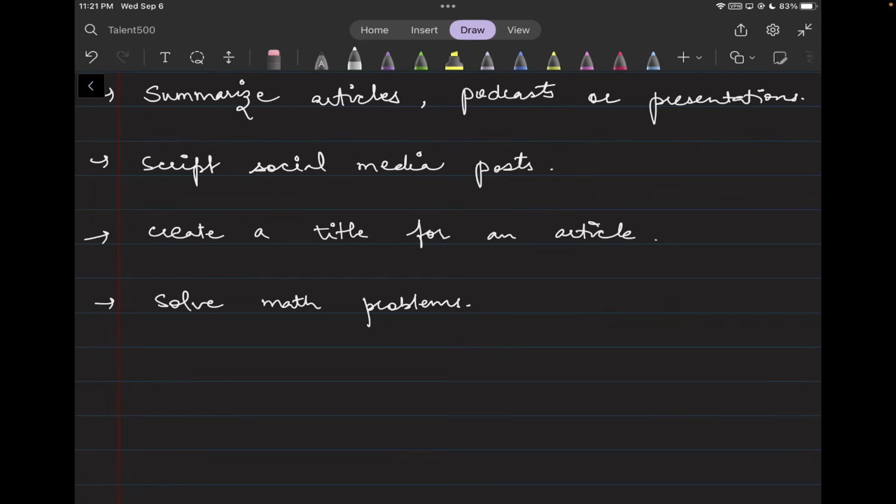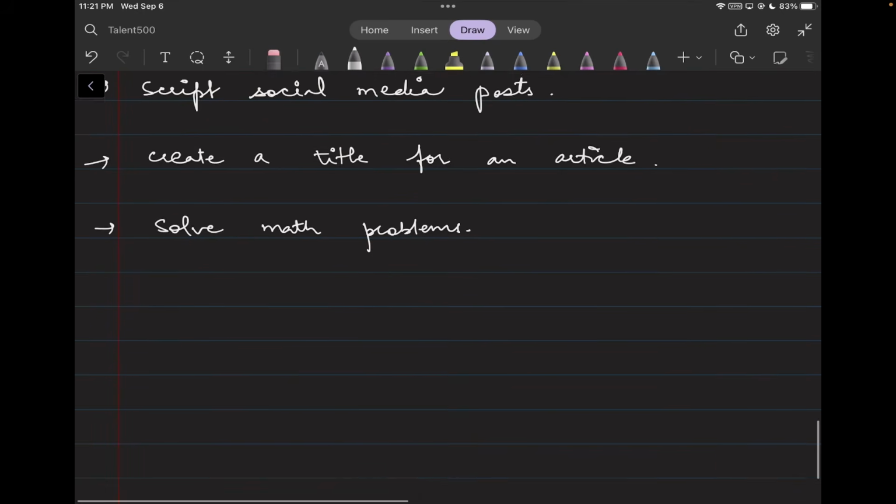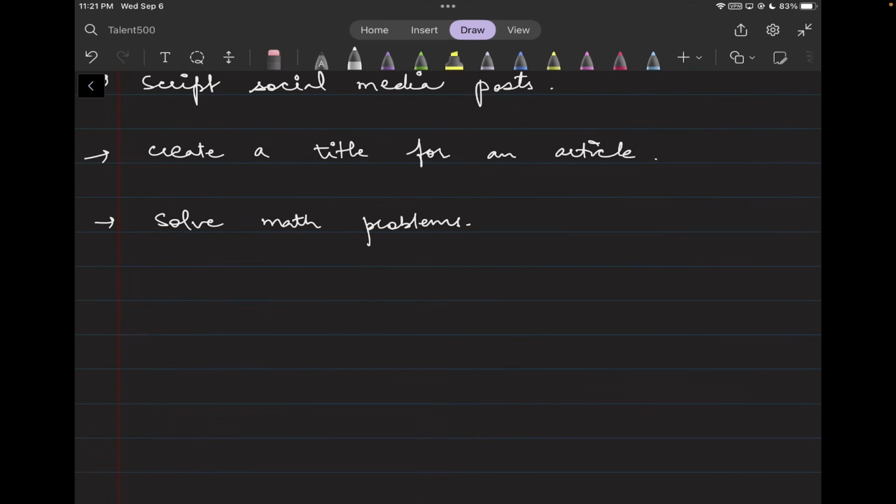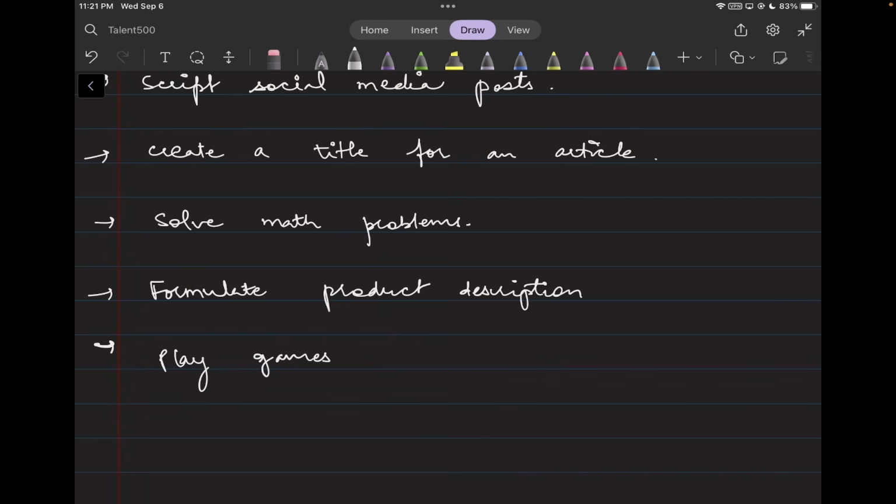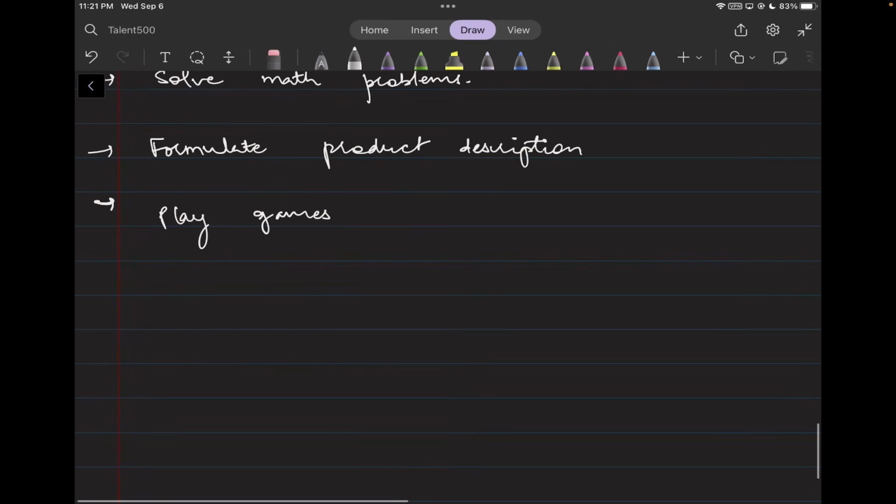Now let us say you are having some product, okay, and for that you want to create some description. So with the help of this you can go ahead and formulate product descriptions as well. Okay. Now let us say you are a kid and you want to play some games. So that part also you can go ahead and achieve with the help of ChatGPT.